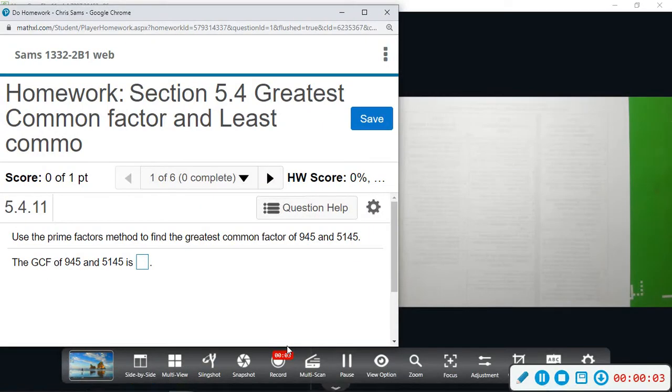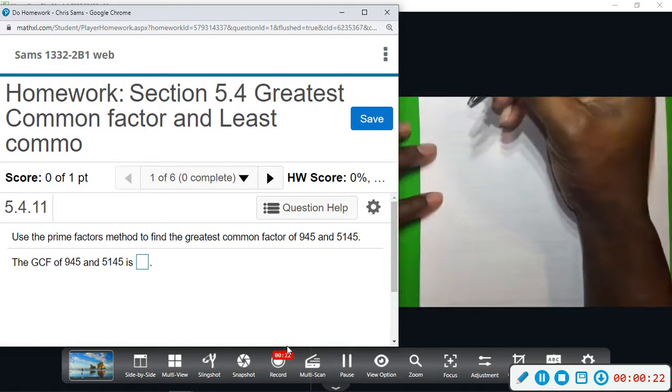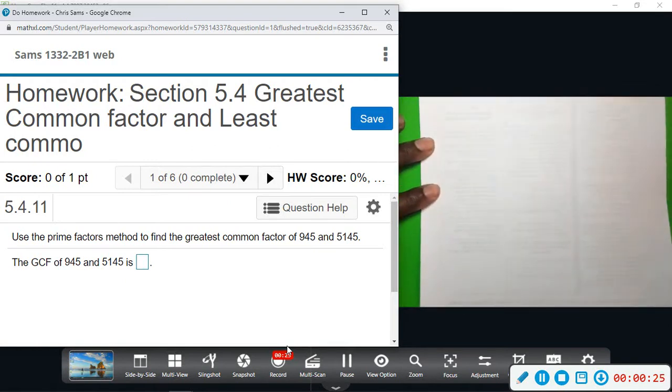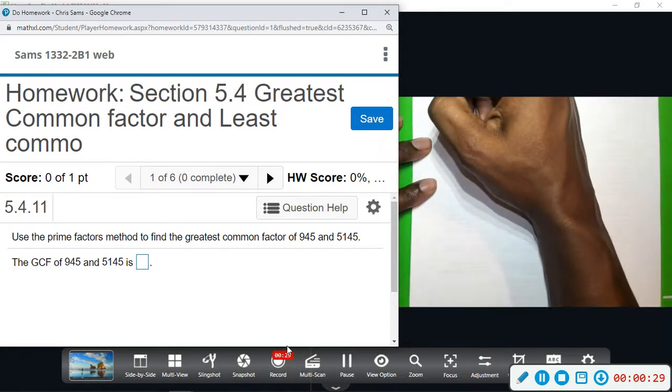Alright, so number one, it says use the prime factors method to find the greatest common factor of 945 and 5145. Okay, so I'm going to show you again the two methods that showed up first, and then you can choose which one you like better. First we're going to break both of these numbers down into primes. So we're going to do the greatest common factor first.